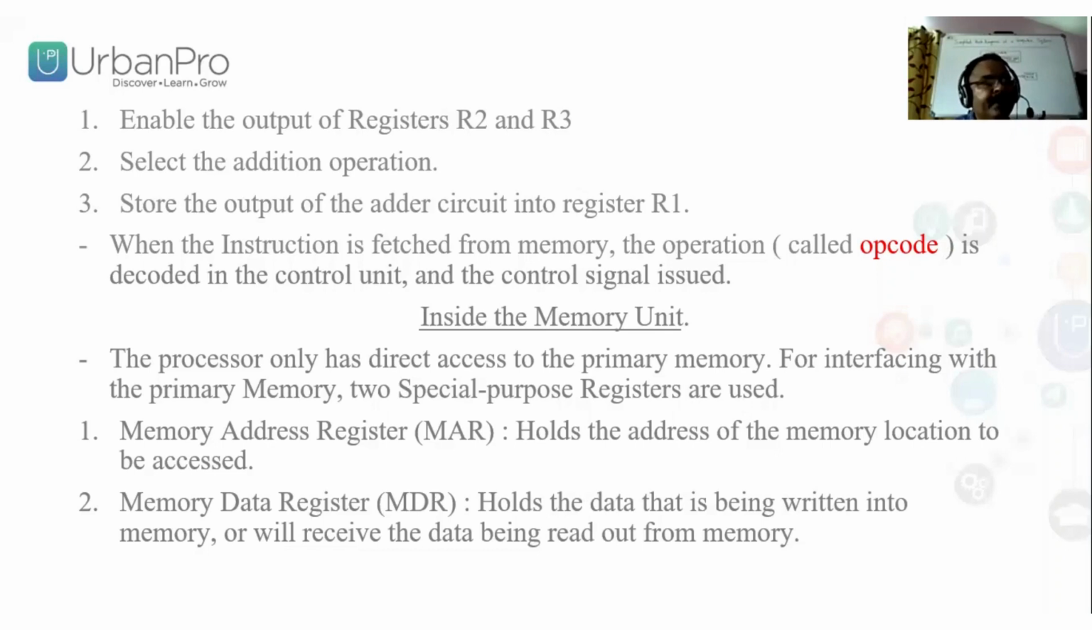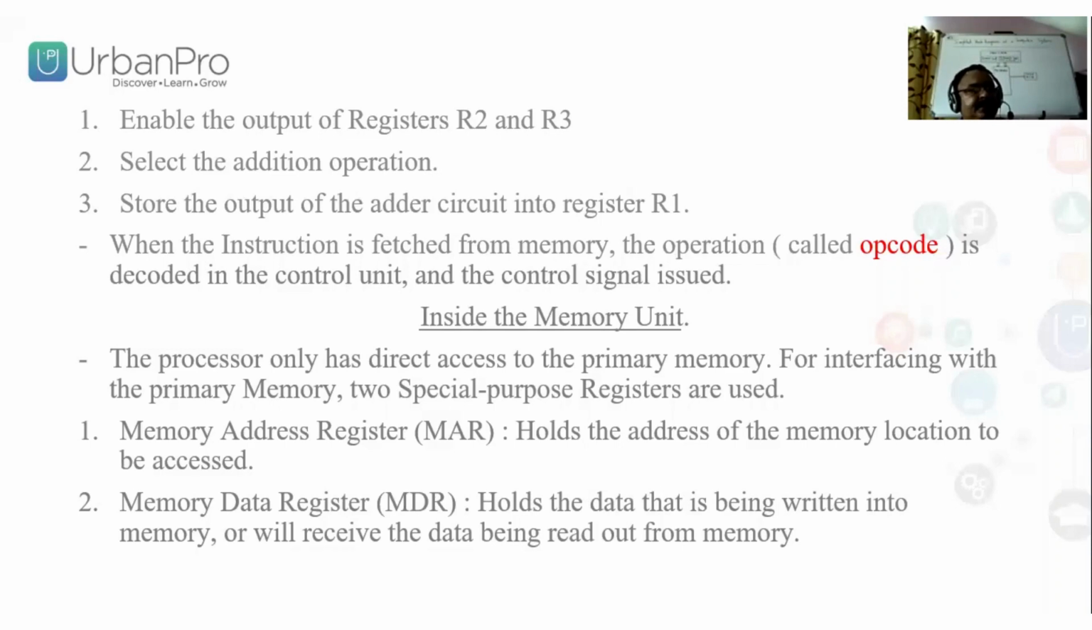Store the output of the adder circuit into register R1. After addition of R2 and R3, we have to bring it back to R1. Or we can say that for add R1, R2, the contents of R1 and R2 must be added and the result must come to R1. If it is a three-operand instruction, then add R1, R2, R3: the contents of R2 and R3 can be added together and the result will come to R1.